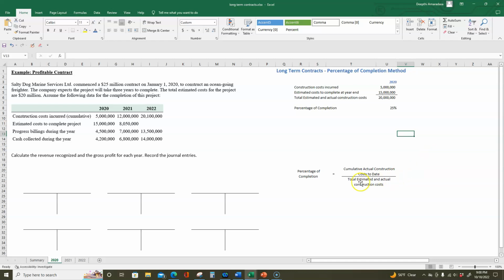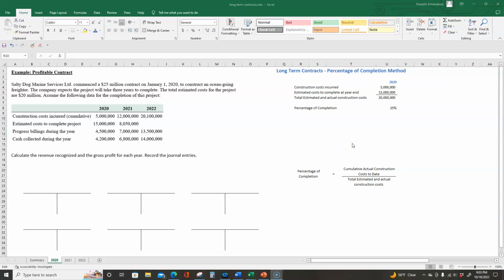Again, to calculate the percentage of completion, your numerator is cumulative actual construction costs to date. So construction costs incurred. Do you see here in this first line, the information they gave you is construction costs incurred, and it's cumulative, which means every year it's a total to date. That is your numerator, and the denominator is the total estimated and actual construction costs. Multiply that by 100 and you get 25% completion.